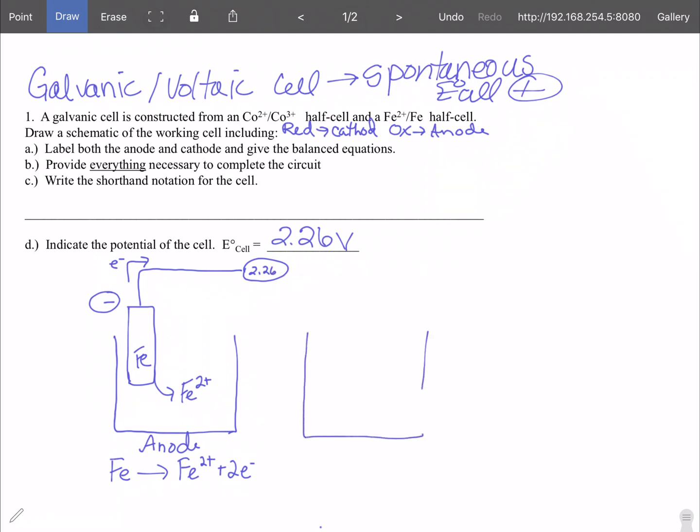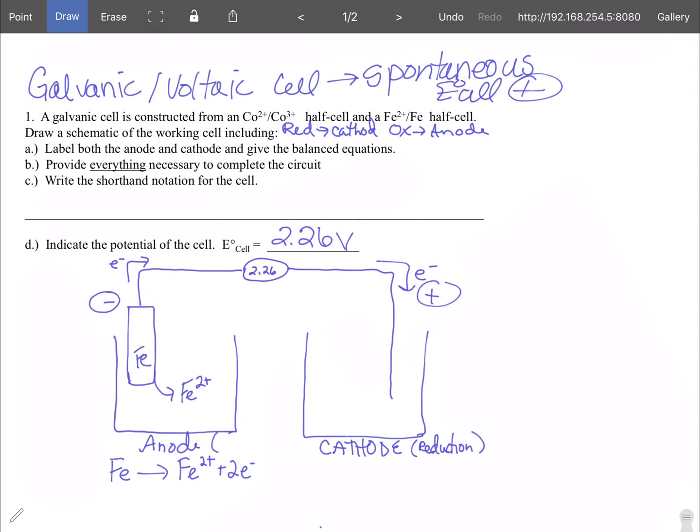So let me go ahead and draw my second block. So here's where our electrons are going to come in. Remember, the electrons are still moving this way. That means this is positive because it is the cathode. And at our cathode, that's where our reduction occurs.